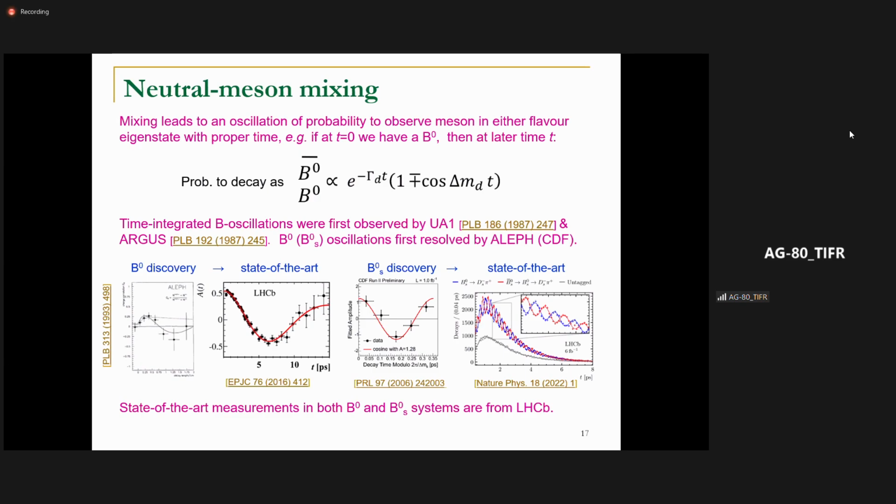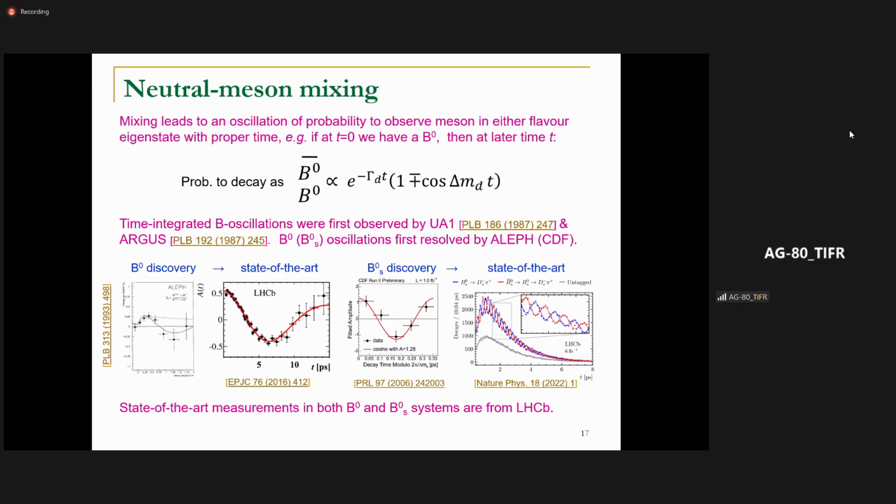So if we see something is produced as a B0 meson, then when it decays, there's a possibility that we will detect it as a B0 bar meson. Okay, so this is a very, very acute feature of nature. In terms of the B system, these oscillations were first observed way back by Carlo Rubbia's experiment in 1987.